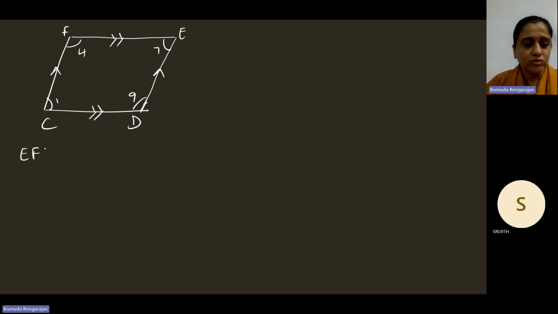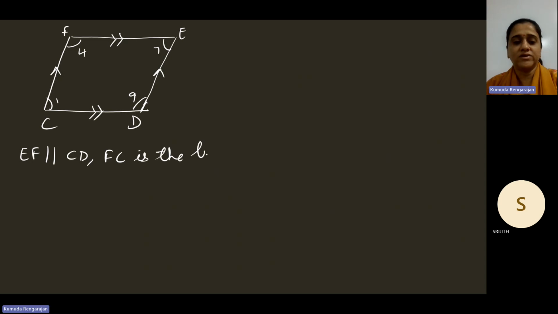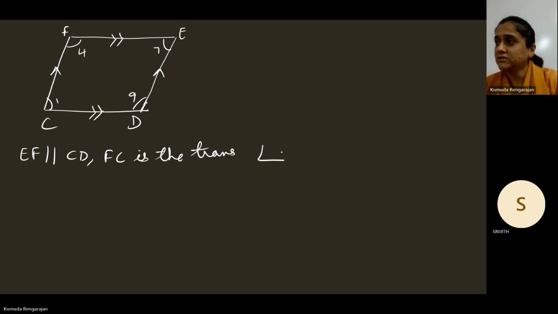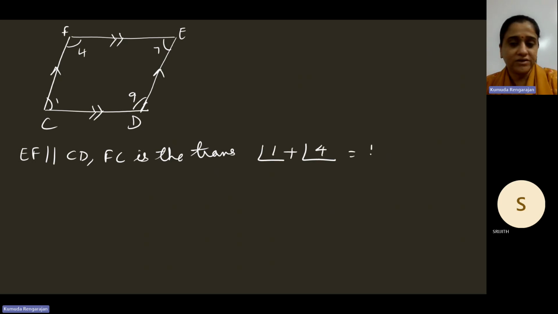EF is parallel to CD, and which is a transversal? FC or CF is a transversal. So the sum of which 2 angles is 180? Angle plus angle is equal to 180.